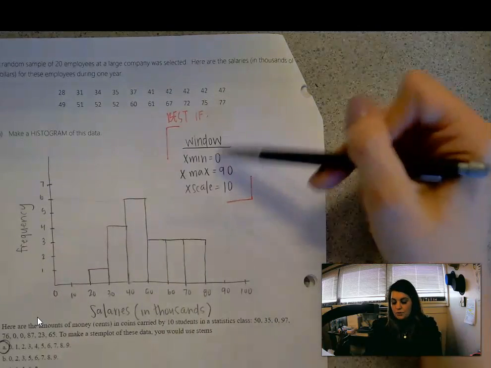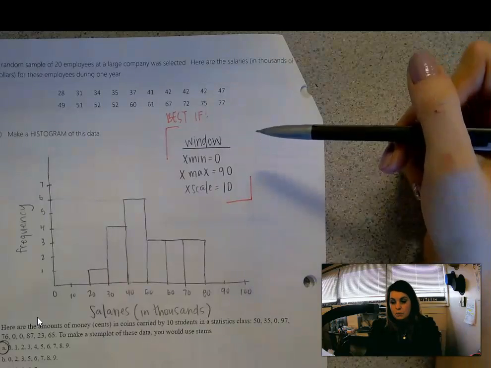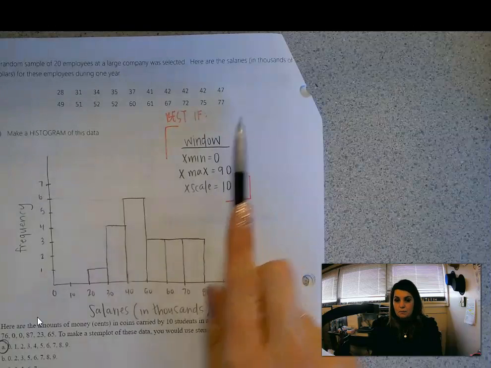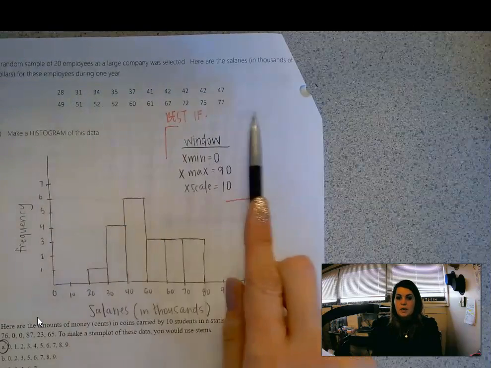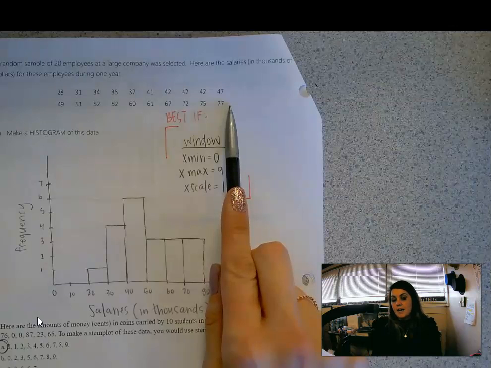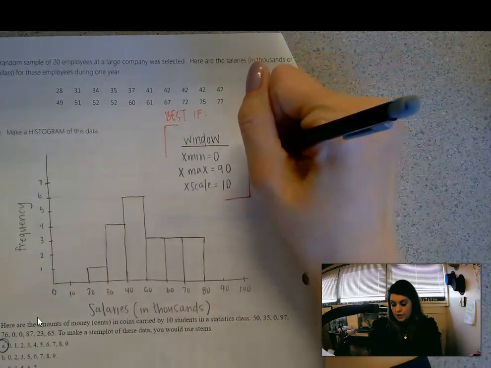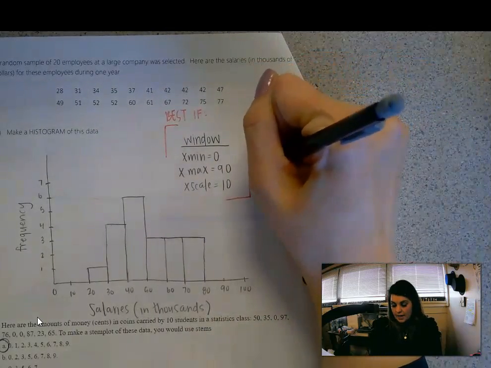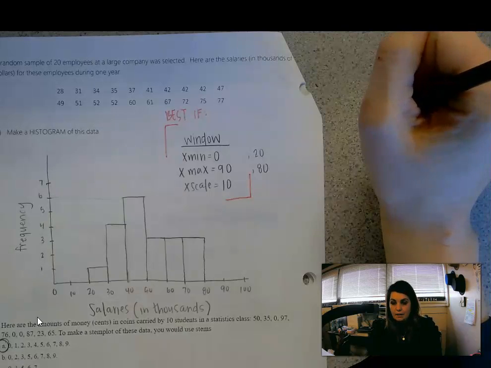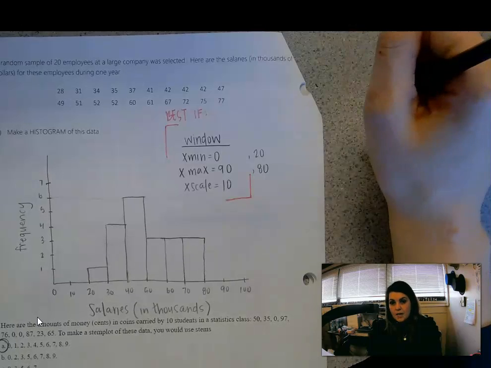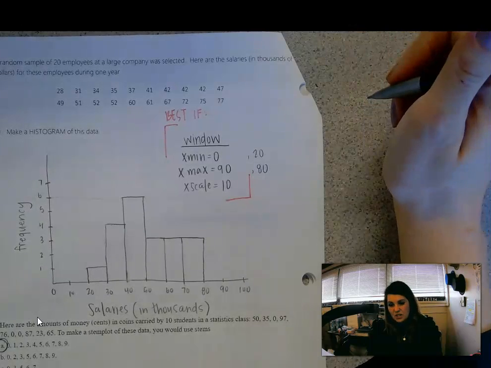So if you did a different window on this, I would just make sure you understand what I'm saying. At the very least, your x min should be 20, and your x max I would make 80. It's okay that I went down to 0, but an alternative would be 20 and 80 still going by 10. It doesn't make sense for you to say my minimum is 28,000 and my maximum is 78,000. That's just kind of weird.